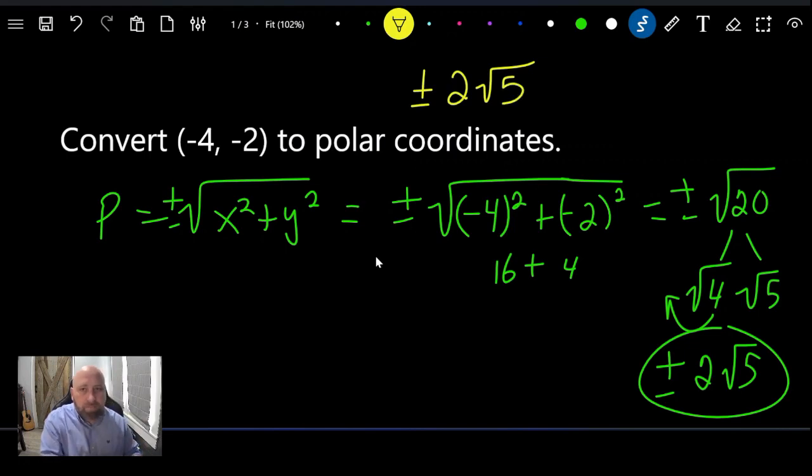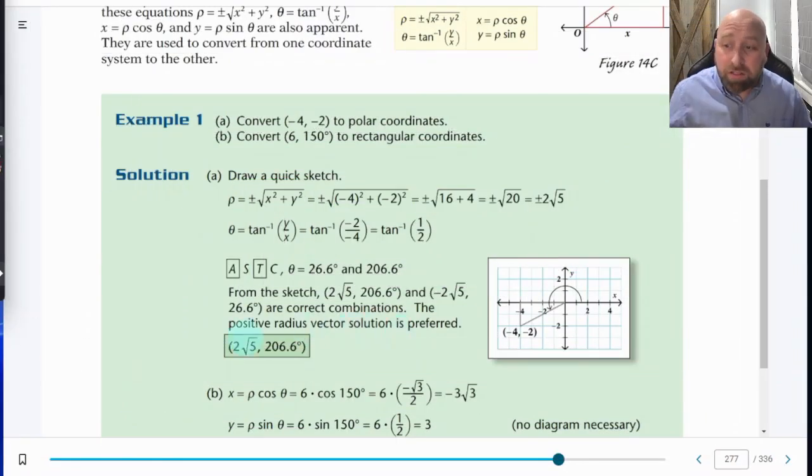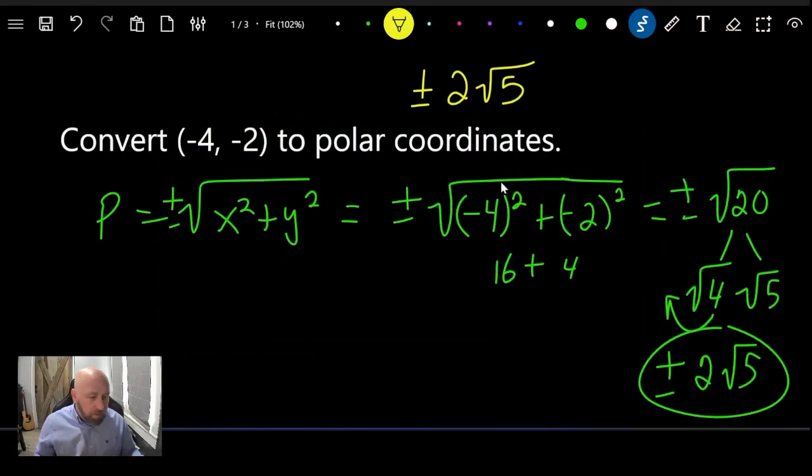Now let's talk about that for a second, because we don't need both of them. If you look back in your book, it says there the positive answer is preferred. So we want the positive. You could do the negative, but then it gets really complicated, and it's just better to write these using the positive. So let's go back over there and write only the positive. We're just going to get rid of both of these right now. So this is just going to be our rho side. And now we need to find our theta side.